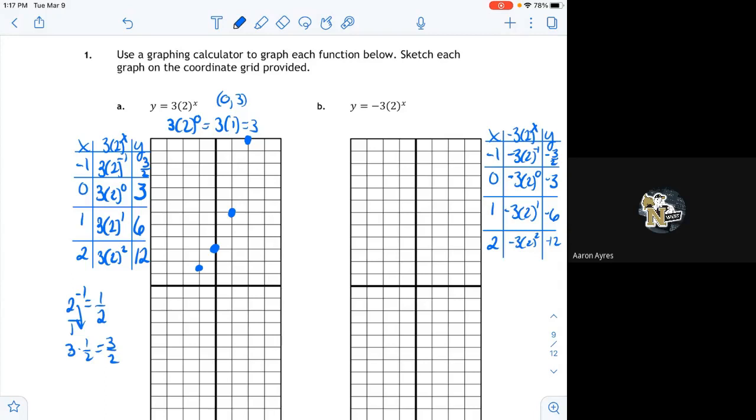All right, A and B, take a look. If you were assigned A or B, check it out. See if you agree with me.